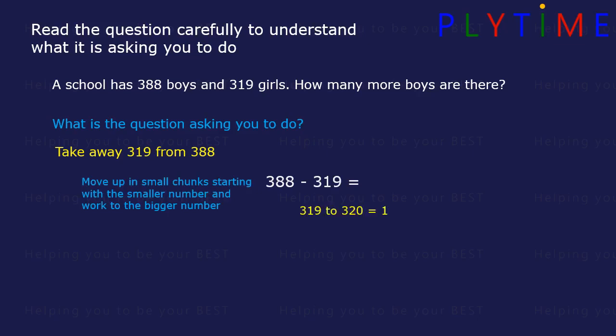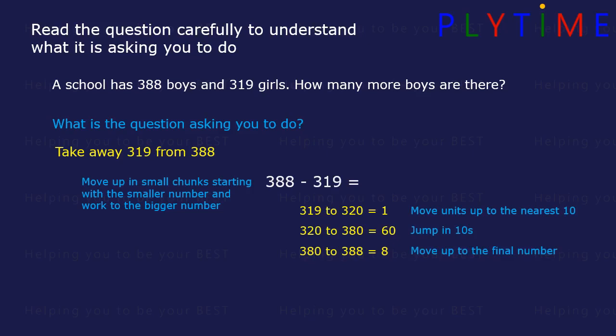319 to the next 10 is to 320, and that's 1. We move up in units to the nearest 10. Then from 320 to 380, moving up in tens, is 60. And then from 380 in units to our final number, 388, equals 8. Now we add them together. 1 plus 60 plus 8 equals 69. There are 69 more boys than girls.